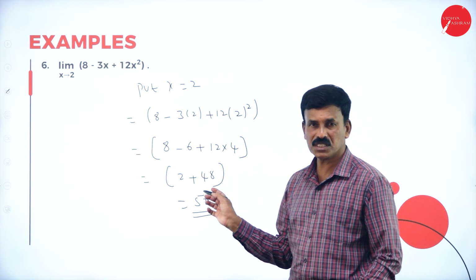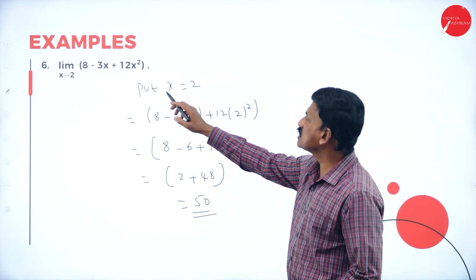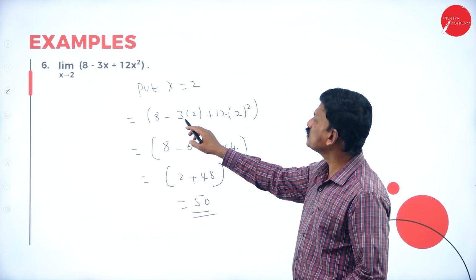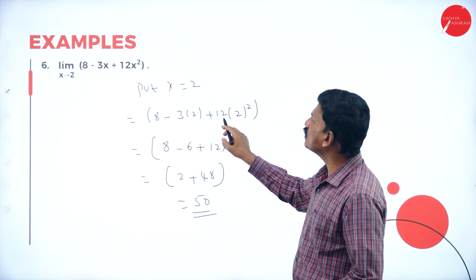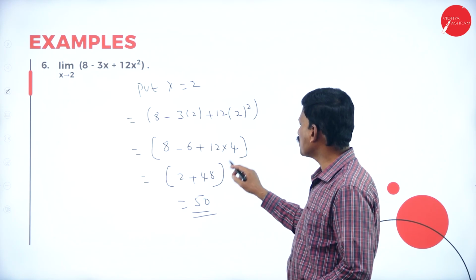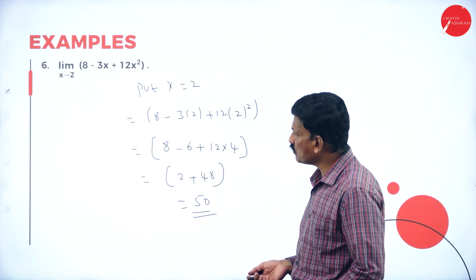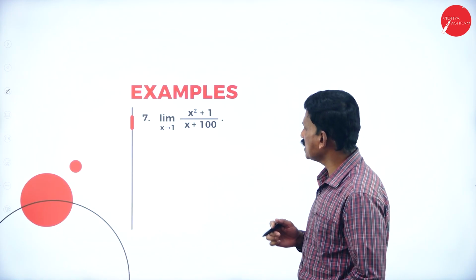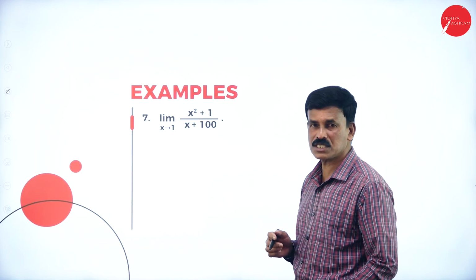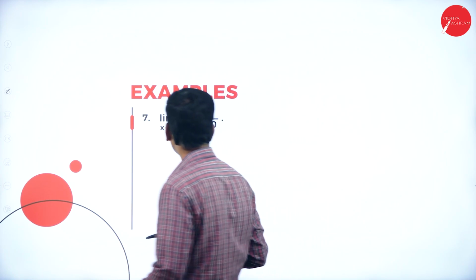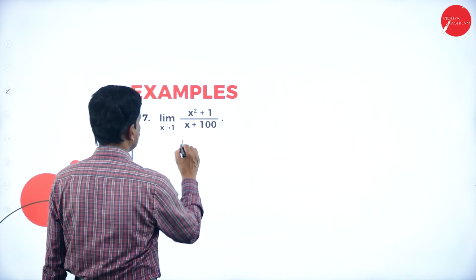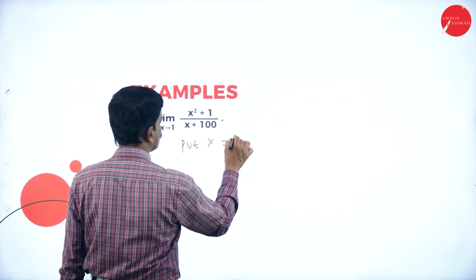So this is from last year's question paper. So put x is equal to 2. 8 into 3 2s are 6, again 12 into 2 square is 4, 12 4s are 48, 8 minus 6 is 2, 48 plus 2 is 50. Now one more problem was there. So that is evaluate limit x tends to 1 of x square plus 1 by x plus 100. Same, this is also same. Put x is equal to 1.